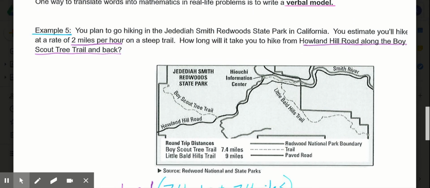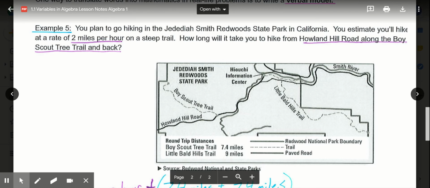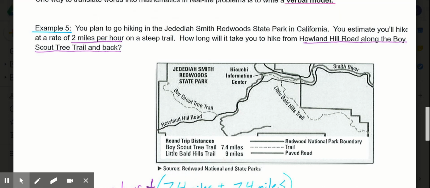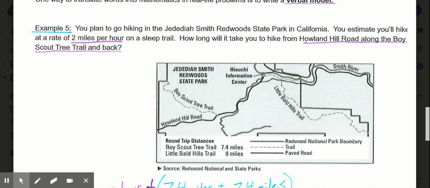I just wanted to double check one thing in the problem. So 2 miles an hour. How long will it take you to hike from the Howland Hill Road along the Boy Scout Tree Trail and back? So, along the Boy Scout Tree Trail, into the woods, and back. That's what they're asking.